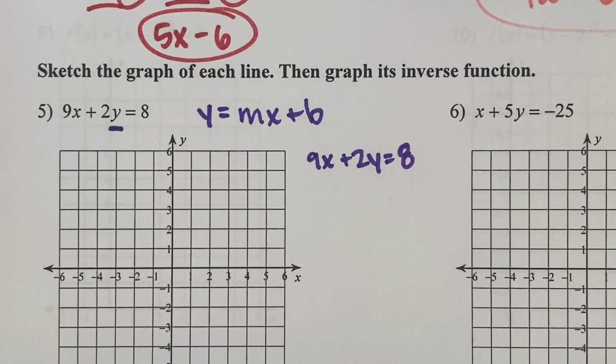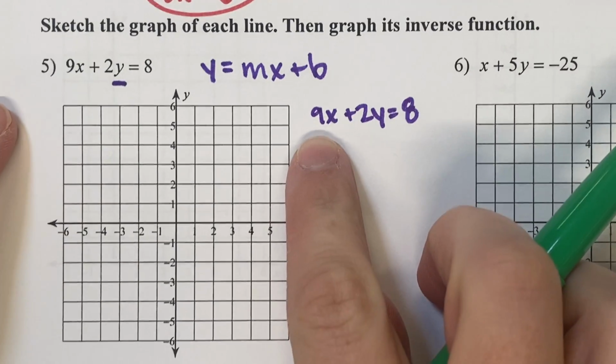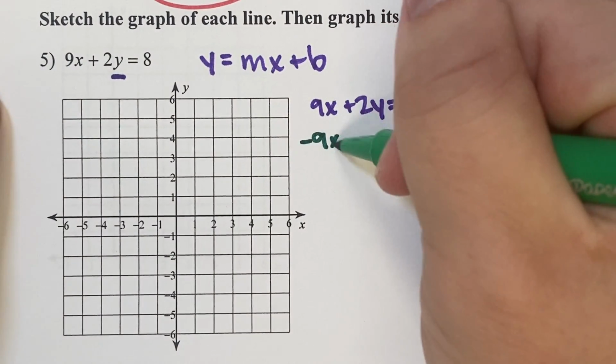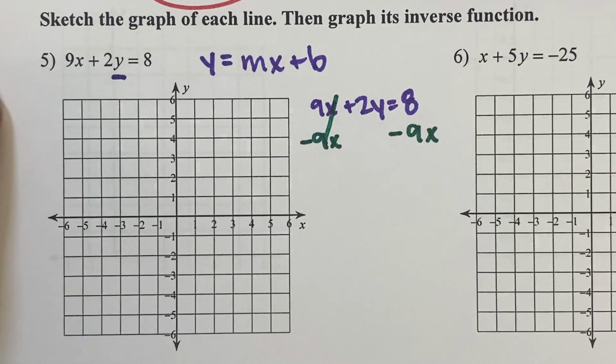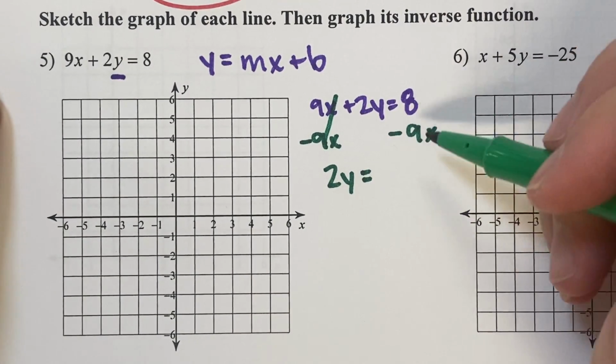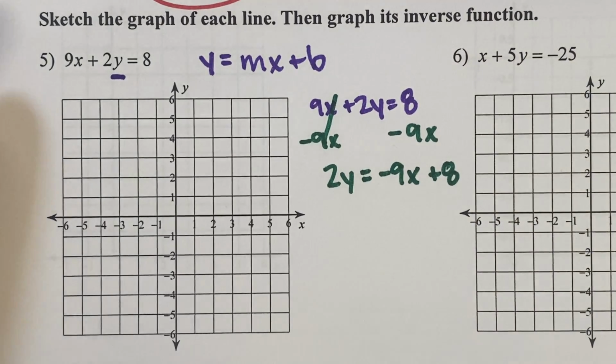I want y to be by itself. So the first piece I need to move is this 9x. I do that by opposite. So the opposite of positive 9x is negative 9x, or subtract 9x. So now I have 2y equals, I like putting the term with the x in front. So negative 9x plus the 8 that was already over there.